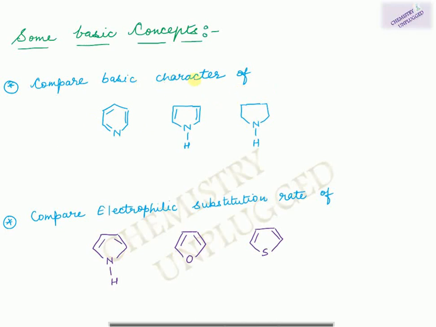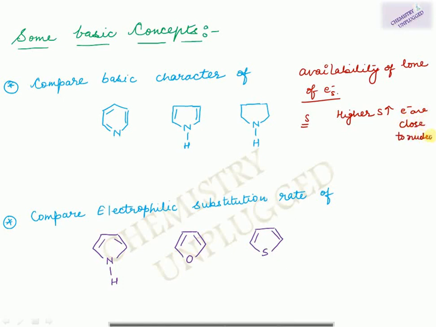So when we are comparing the basic character, we should check the availability of the lone pair of electrons. In that condition only, these molecules can give their electrons and show basic character. And we can check the availability of the lone pair of electrons by determining the s character. When we have higher s character, it means electrons are close to the nucleus. In that condition, they are not freely available to be donated.